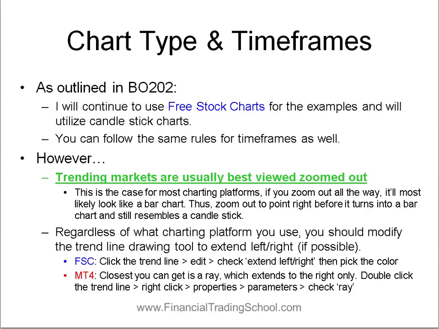Then for MT4, the closest that you can get is a ray, which means it only extends to the right. It doesn't extend both ways. So what you do is you double click on the trend line, you right click, go to properties. Under properties, you'll get a pop-up menu, and then under the tab parameters, check off ray, and you will extend it to the right.